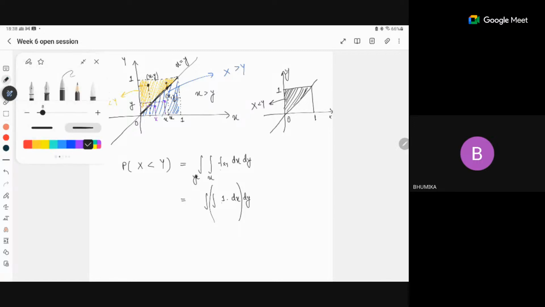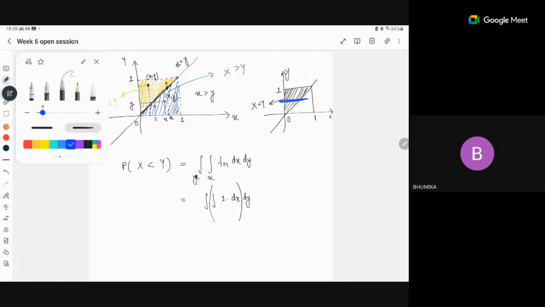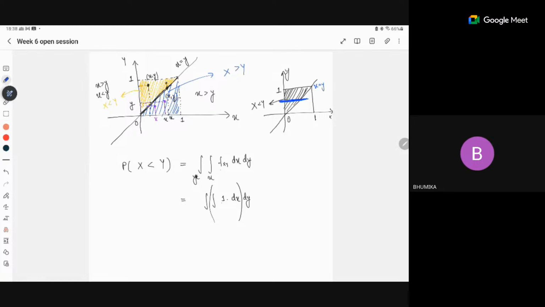Whenever we have to do the integration with respect to x, we draw a horizontal strip parallel to the x axis. So this is my horizontal strip. Now you need to see how this is varying. So this was x is equal to y, this line. And this would be x is equal to 0, this line. Right? This line is x is equal to 0. And this line is x is equal to y.